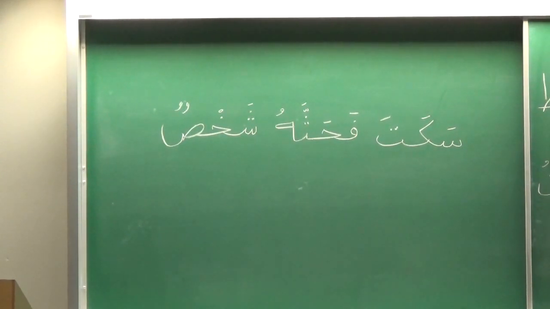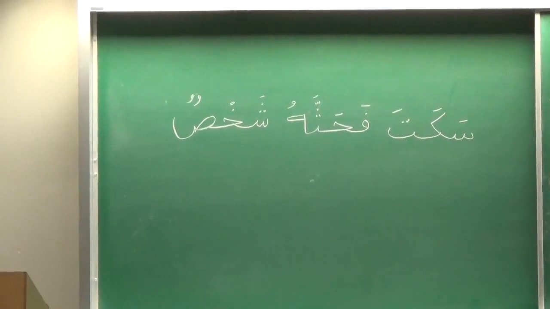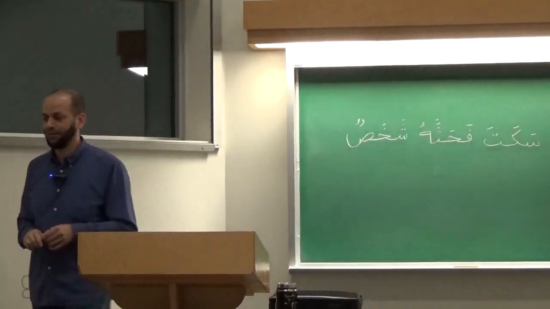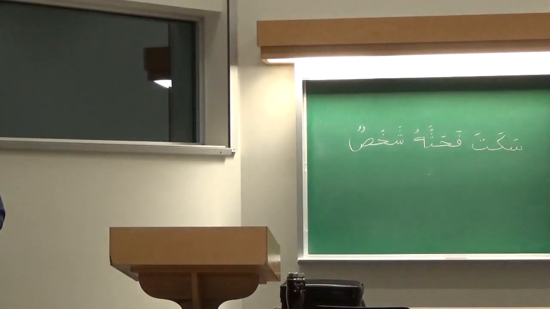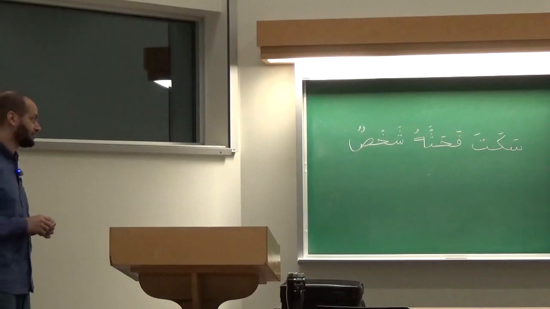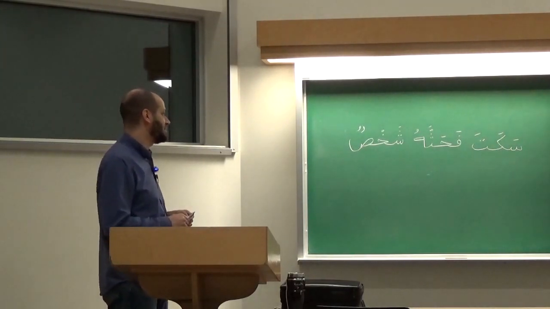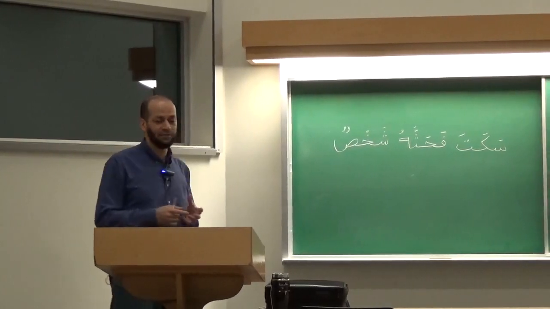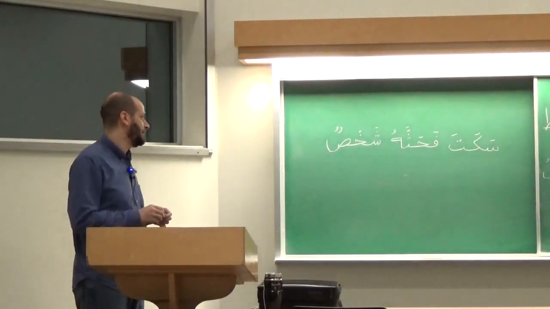I mean, the main thing is this sentence is supposed to help you remember the letters, right? So whatever way helps you to memorize them or to remember them, that would be best. سكت فحثه شخص. So we have 10 letters. So these letters have the common characteristic of al-hams, right? Al-hams.